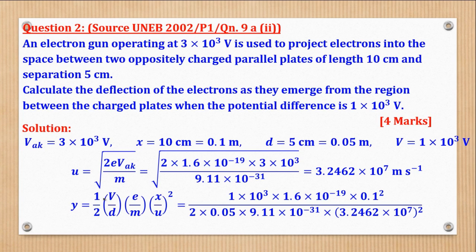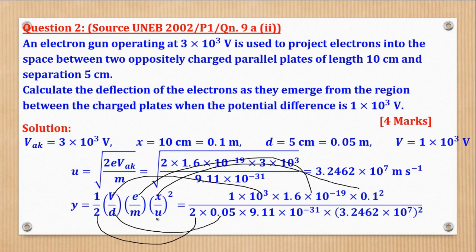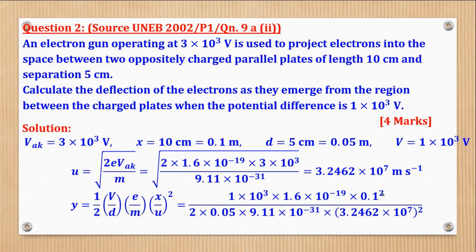Then we shall substitute this a half, the 2 is there, V is this, E is that, X is that, but it is squared. Then separation is that, mass is that, and U is that, but it is squared also. Therefore, using a calculator gives you the displacement they wanted, or the deflection they wanted.